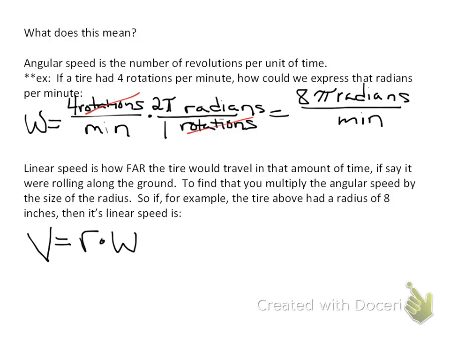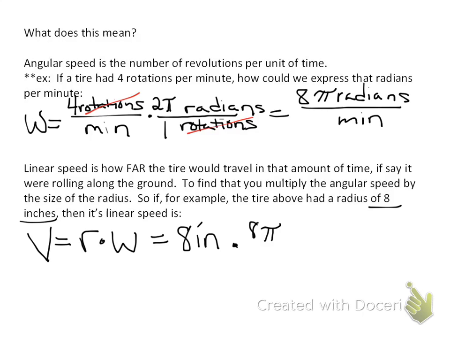Okay, because remember, the radius of the circle is what tells you the circumference. Okay? So I have a tire with a radius of 8 inches. So I'm going to travel 8 inches times 8 pi radians. Now here we start leaving off the radian. The book stops writing the radian.